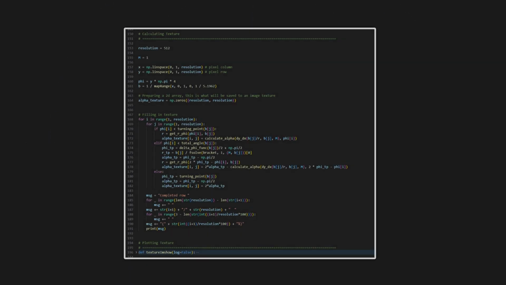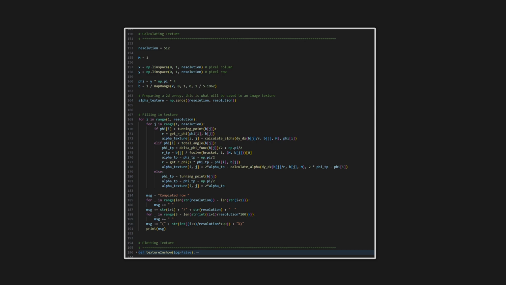I don't want to go over the code in much detail, but I'll discuss the key points. We have the same issue as before, when we did the accretion disk. We can calculate alpha from r and b, but not from phi and b. So we first have to calculate r from phi and b, like we did before, and then we calculate alpha from that r. So this texture also takes a long time to calculate.